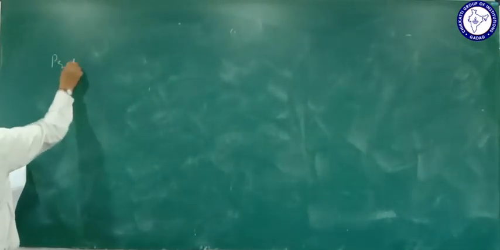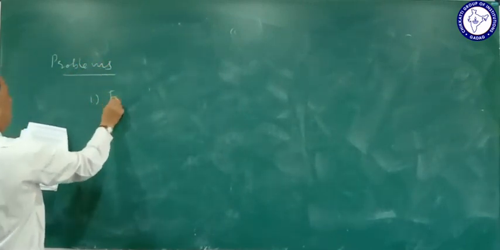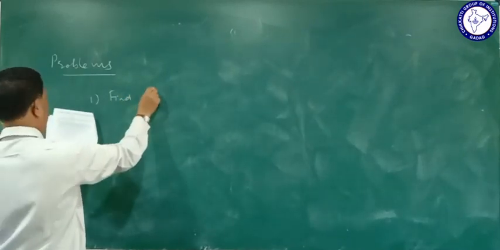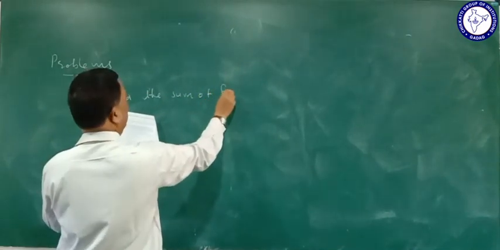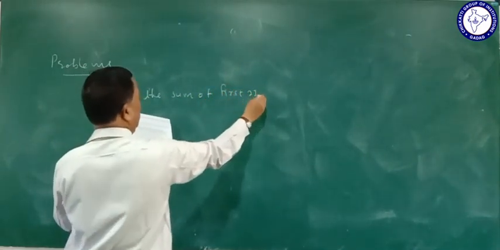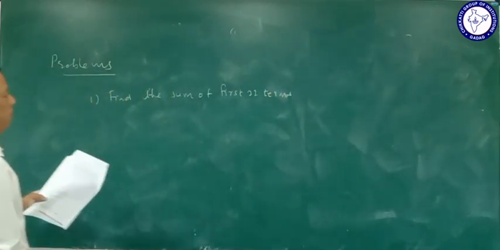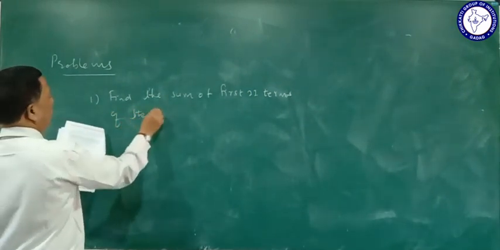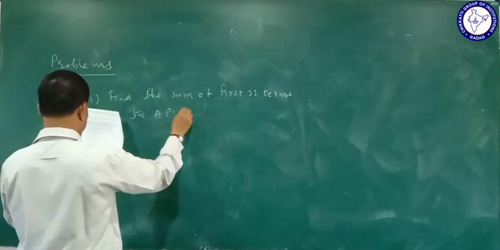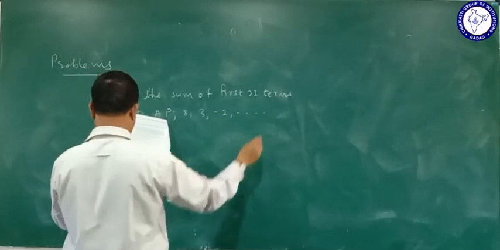Let's see these problems now one by one and try to understand how they can be solved. Problem number 1. Find the sum of the first 22 terms of the AP 8, 3, minus 2, and so on.